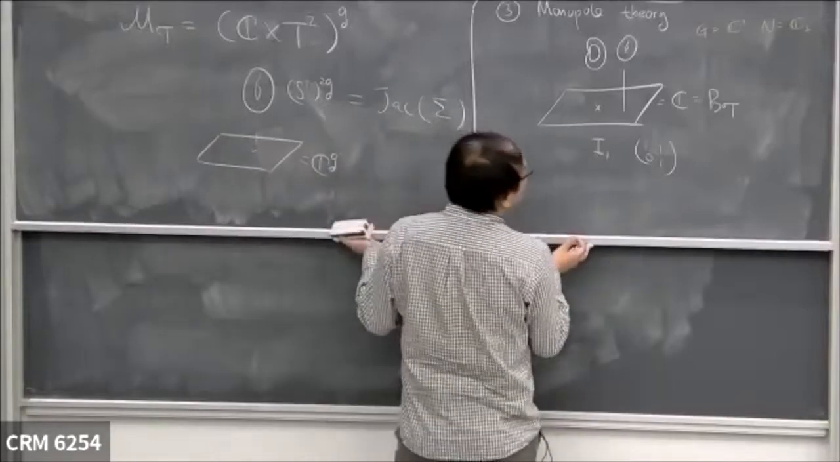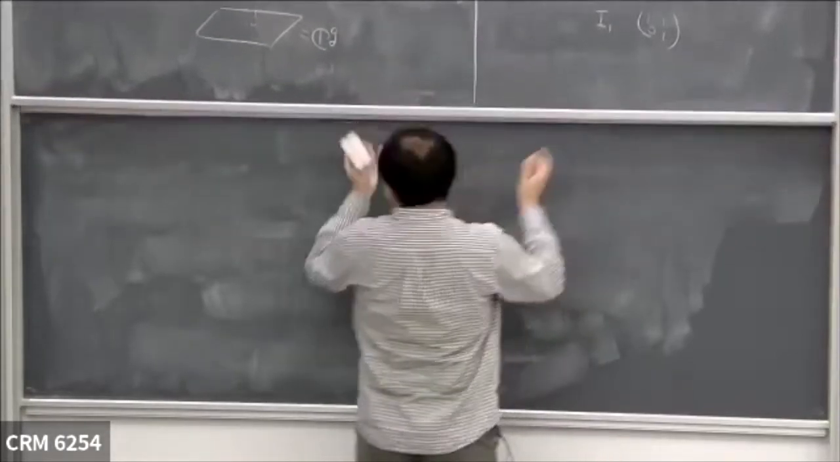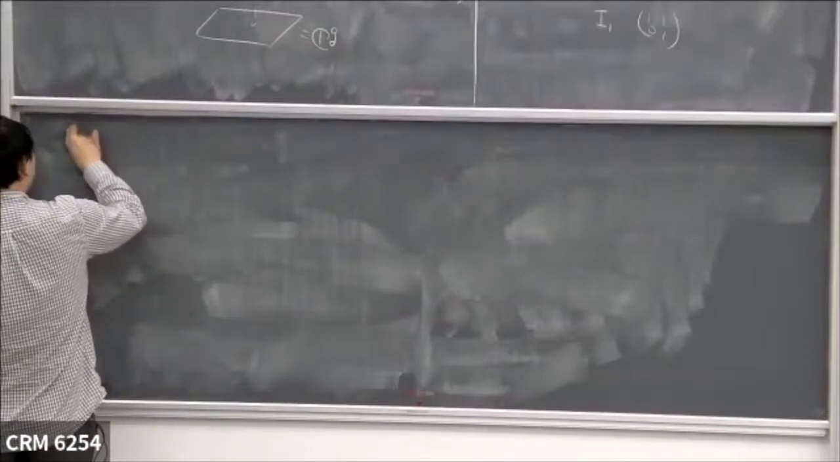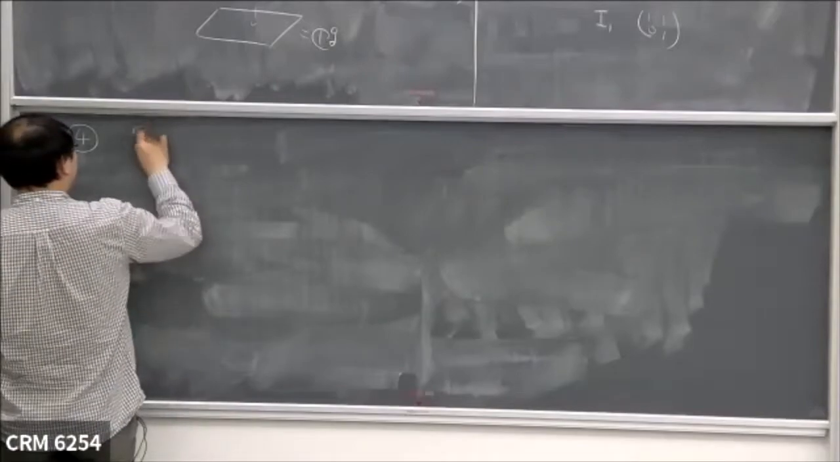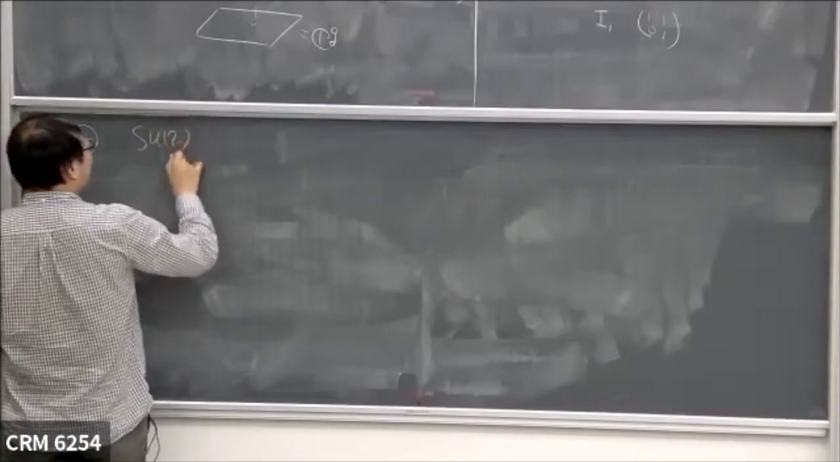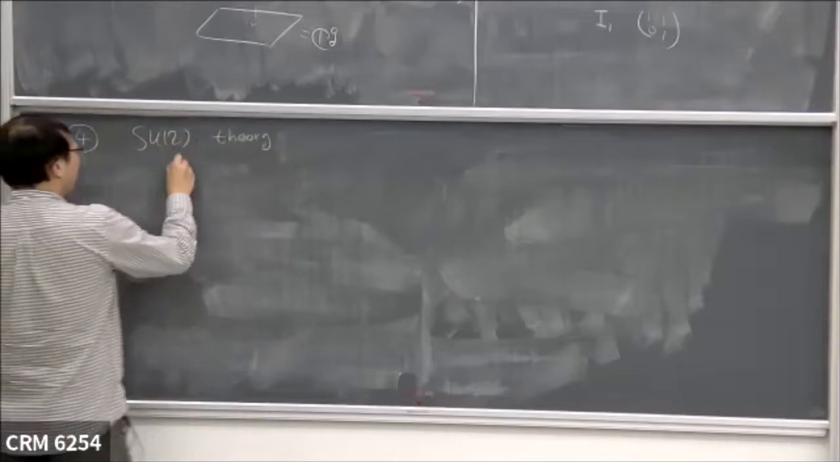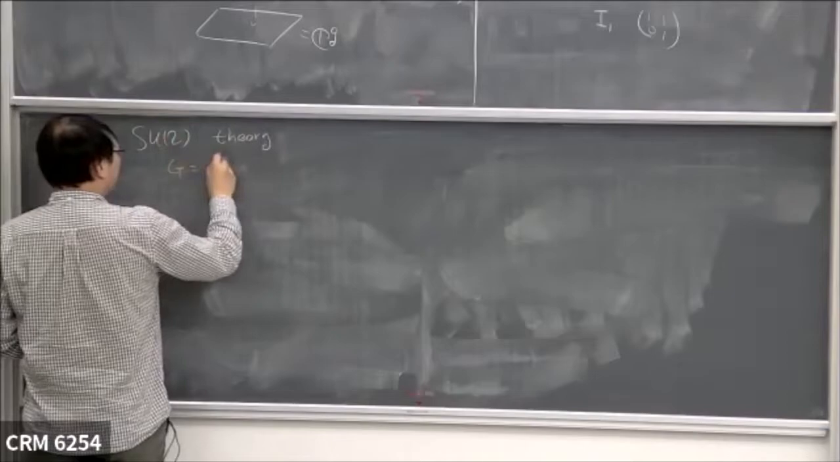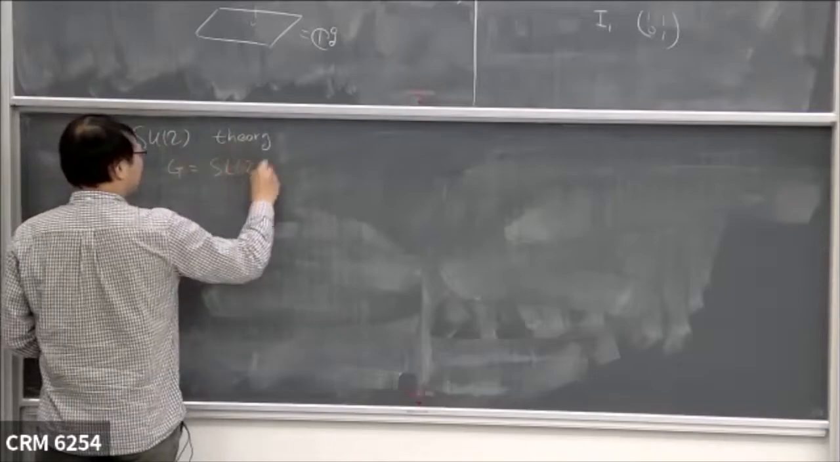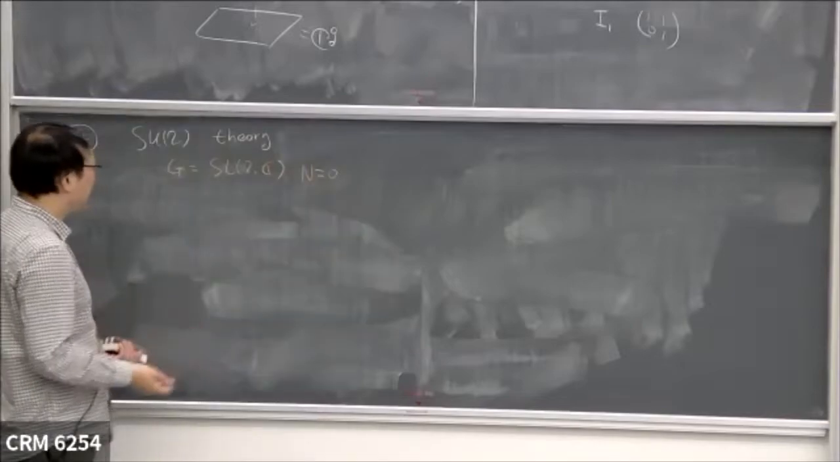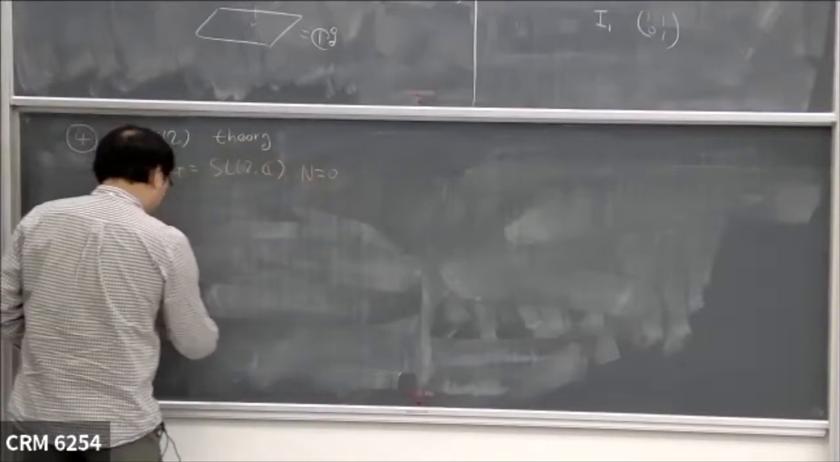So the next example is non-abelian, but it's not non-abelian in the simplest way. It's SU2 super Yang-Mills theory. So then G equals either SU2 or SL2C, and then N is still empty. So what is this theory?